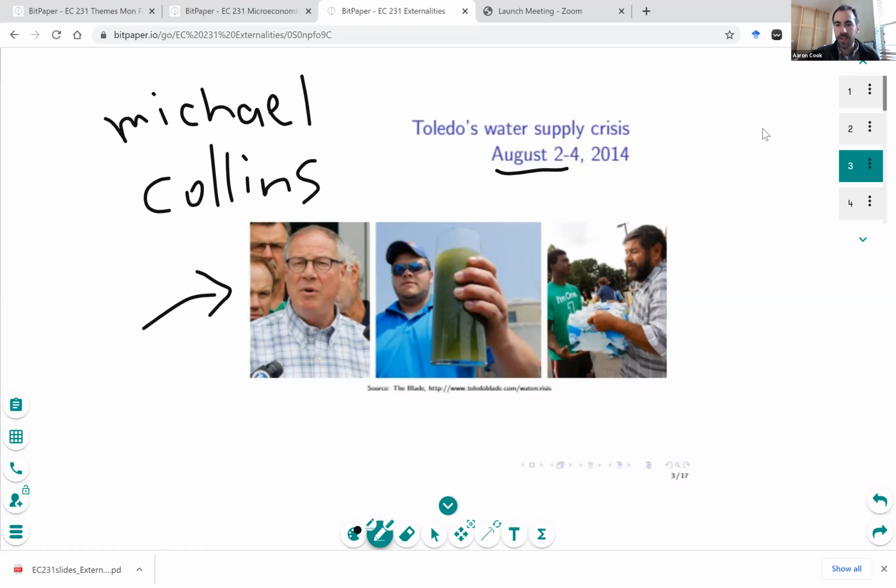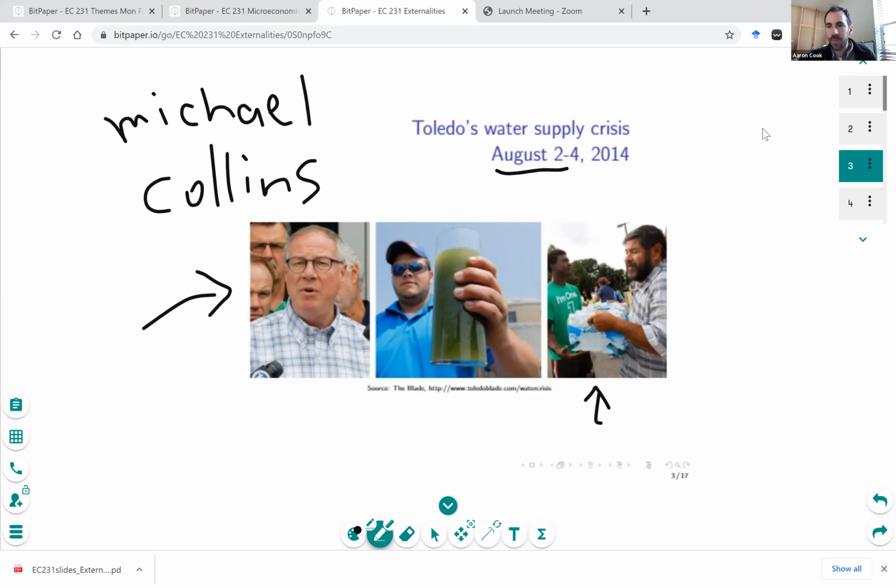On this right hand panel, a lot of people were rushing to the store to buy bottled water. Some of them were going across state lines to buy bottled water. And you had this period from a Friday evening to a Monday morning in August of 2014 where you couldn't use any tap water. So this transaction that was taking place for farmers in upland Ohio had this huge effect on residents, this huge inconvenience for residents of Toledo.